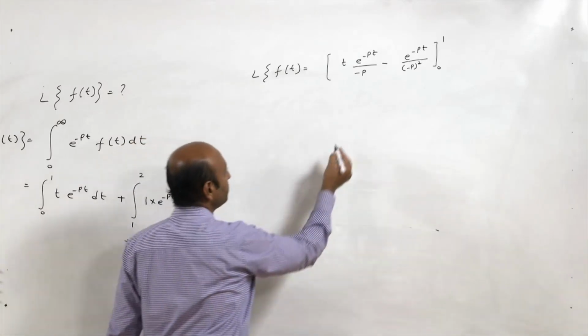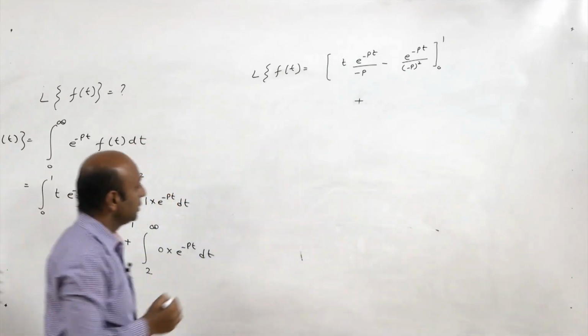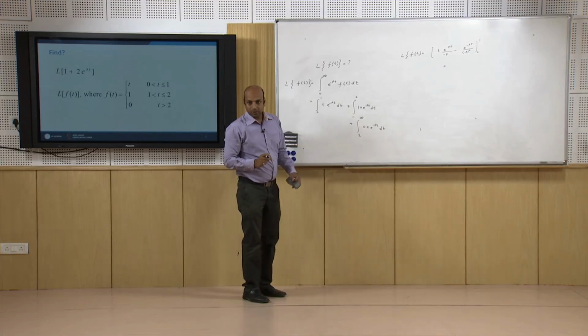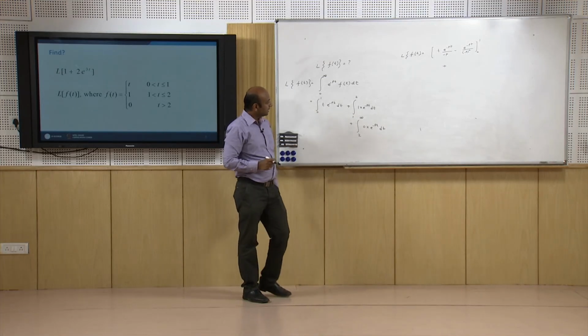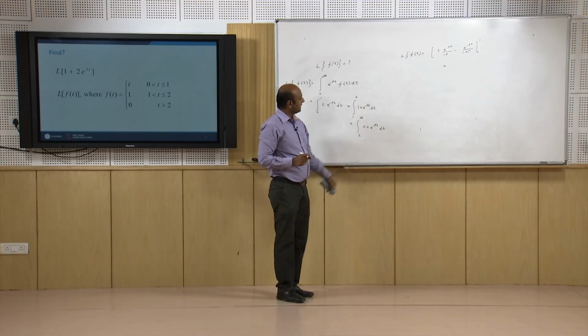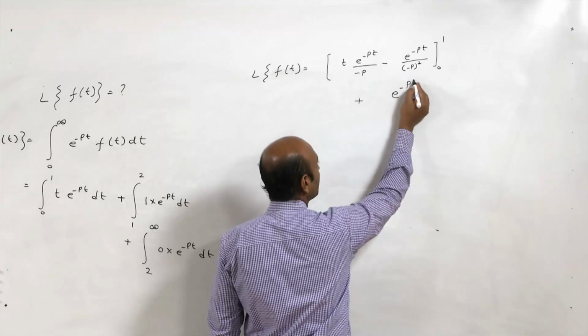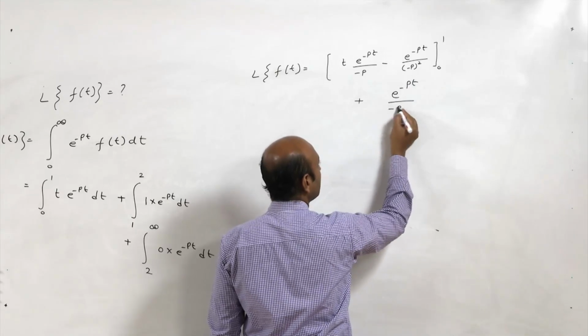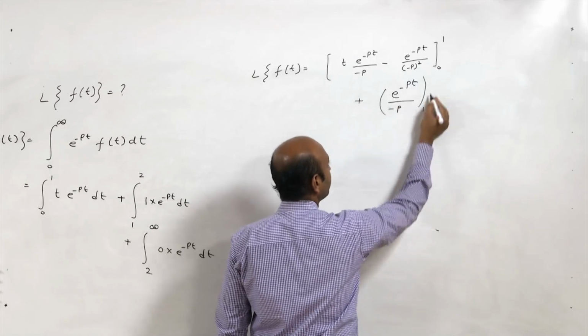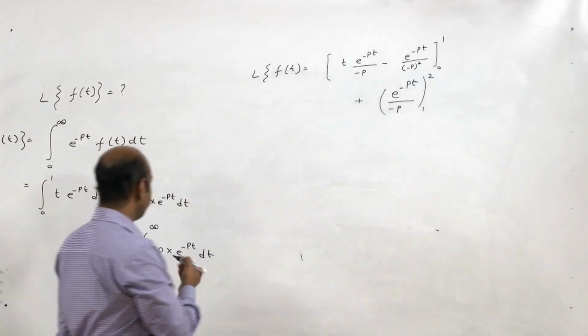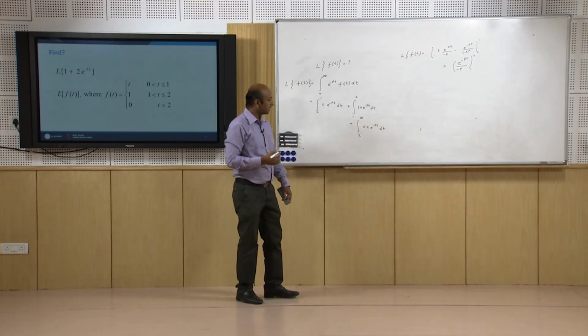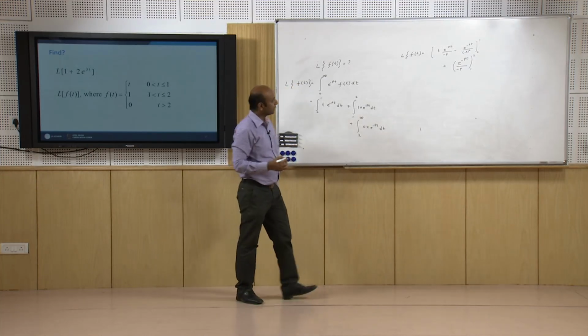Then plus, you can use integration by parts here to simplify this expression. Now plus it is e to the power minus pt from 1 to 2, so it is e to the power minus pt upon minus p from 1 to 2, and rest is 0. So no need to find out the third expression, rest is 0.